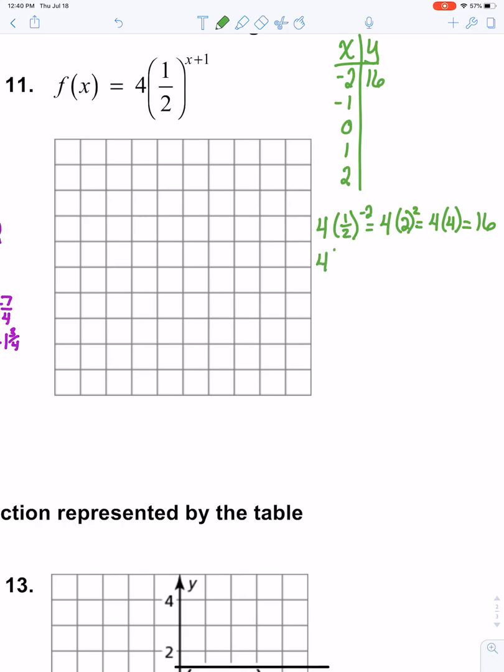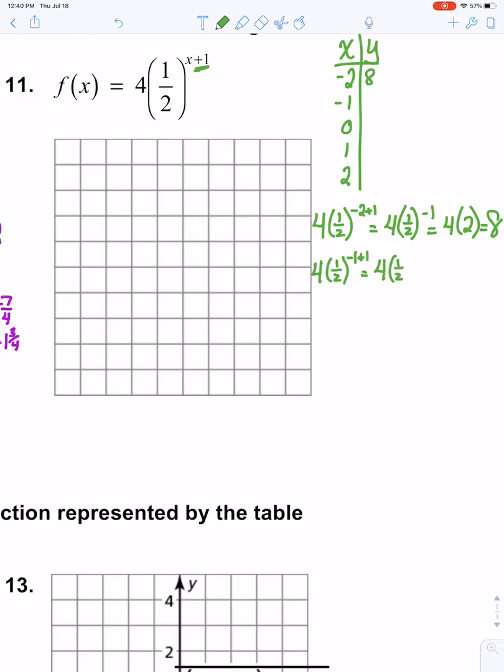Okay, 4 times 1/2 to the -1 power, oh, never mind, erase this, I forgot an integral part of the function. My apologies. I forgot the +1 here. So we have to do 4 times 1/2 to the -2 plus 1. So that's 4 times 1/2 to the -1 power. The -1 flips my fraction to be 2, and 4 times 2 is equal to 8. That's much better. 4 times 1/2 to the -1 plus 1 power is equal to 4 times 1/2 to the 0, which is 4 times 1, which gives me 4.